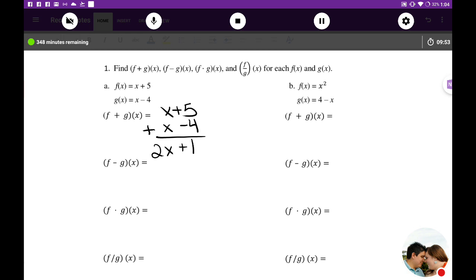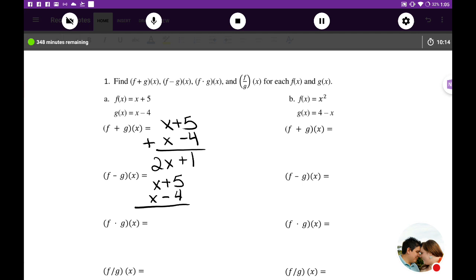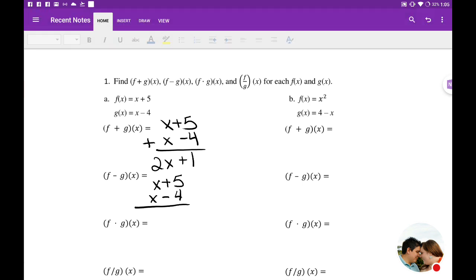For subtraction, we have x plus 5. Do pay close attention to the fact that f came first in this case, and we are subtracting x minus 4. Remember, our rule said that we are going to switch our signs. So this becomes minus plus. So I have x minus x, which goes away, and 5 plus 4, which becomes 9.